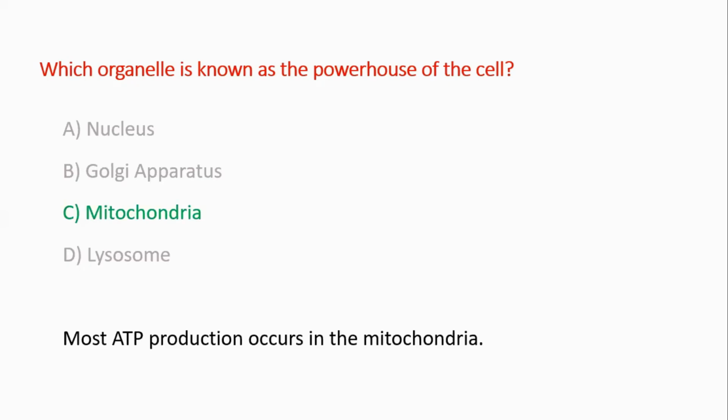The right answer is mitochondria. Most ATP production occurs in mitochondria.